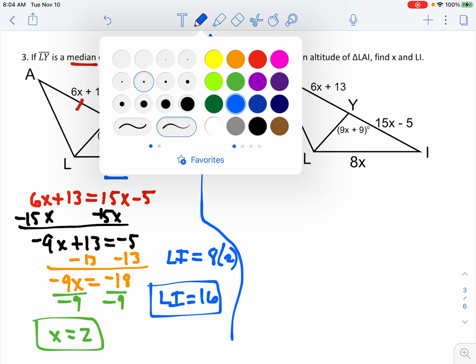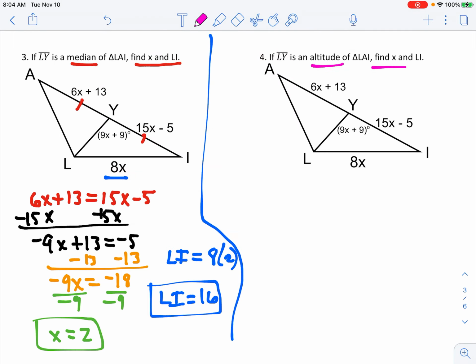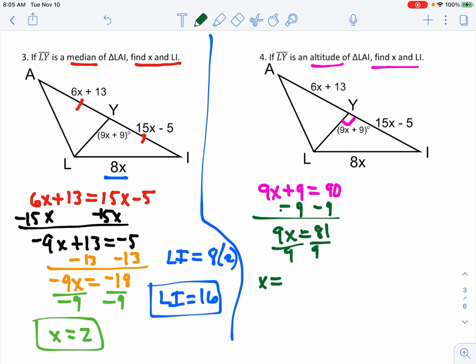All right, here we go, number 4. Number 4 gives us a keyword, altitude. Find x and Li again. Altitude is going to form 90-degree angles, so that's the only thing I can mark. All the other equations are here to trick us, but the 9x plus 9 is the equation that, by something that I know, equals 90 degrees. All right, let's solve it for x. Subtract 9 from both sides. 9x equals 81. And now when I divide by 9, I get x to equal 9.